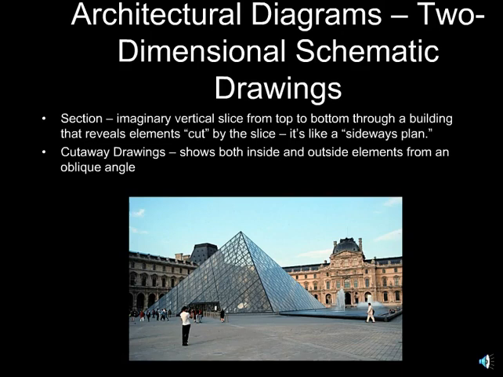A section is where you take an imaginary vertical slice from top to bottom through a building, and that reveals elements cut by the slice. It's like a sideways plan. Imagine that instead of taking the roof off, you take the wall off and just look in. Now, cutaway drawings show both the inside and outside elements from an oblique angle, and give you a good sense of the whole picture.